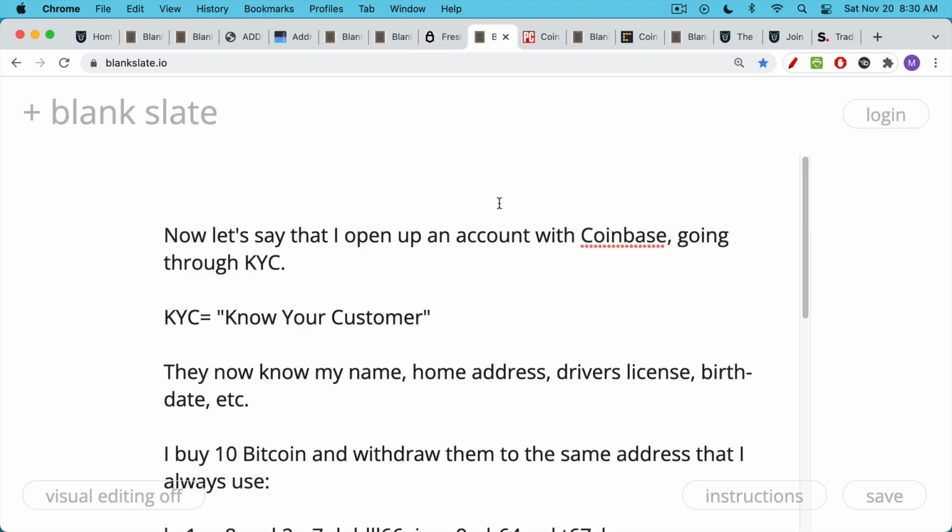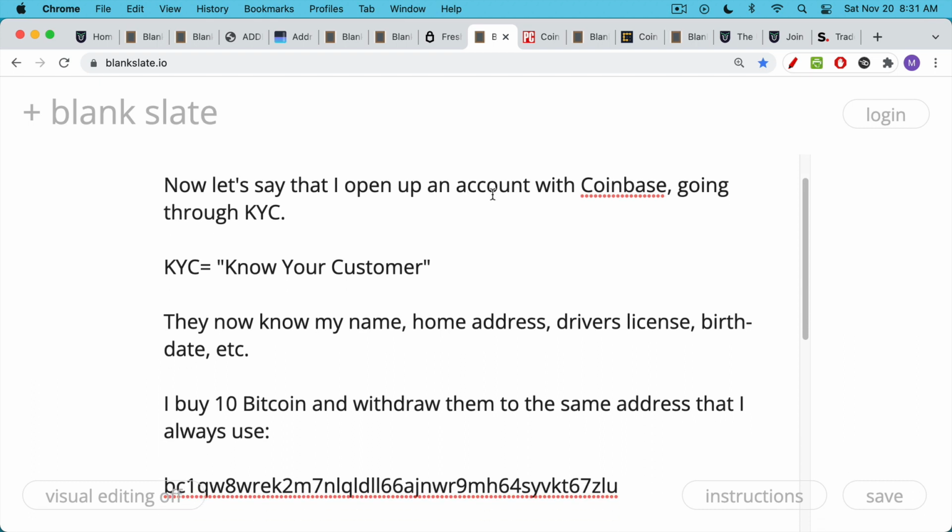So now let's up the ante a little bit. Let's say that I open up an account with Coinbase, which I have done, and I go through what's called KYC. This is something that's regulated and forced on Coinbase by the U.S. government. It's forced on all the brokers. If you open up an account with Schwab or TD Ameritrade or Robinhood or whomever, you have to provide all your personal information in almost every country, I imagine at this point, certainly in the U.S. and Europe and Canada. KYC stands for Know Your Customer.